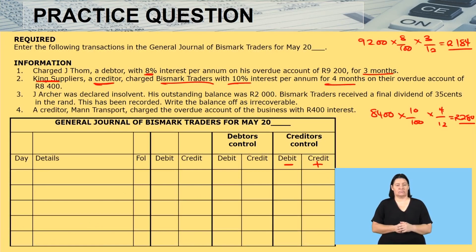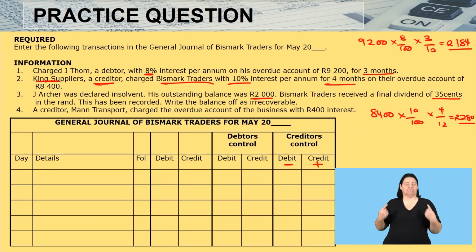The third transaction reads, J. Archer was declared insolvent. His outstanding balance was 2,000. This is what he was owing us. Bismarck Traders received a final dividend of 35 cents in the rand. This was received. It would have been recorded in the CRJ. This has been recorded. Write the balance off as irrecoverable.